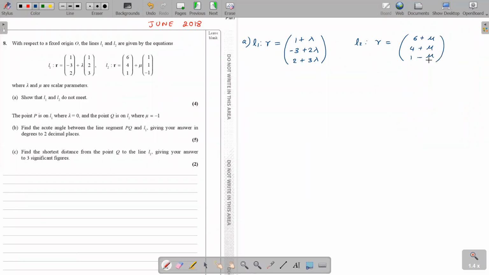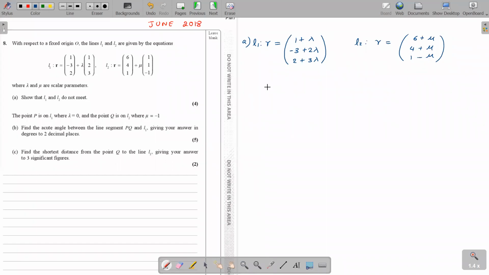Okay, so now to show that they don't meet, what we do is we take the first two equations and we equate them, get the lambda and mu values, isn't it? From the first two equations, we get the lambda and mu values, and substitute that into the third equation. You substitute the values into the third equation and actually show what? And actually show that the third equation does not work out. It's not going to be equal.